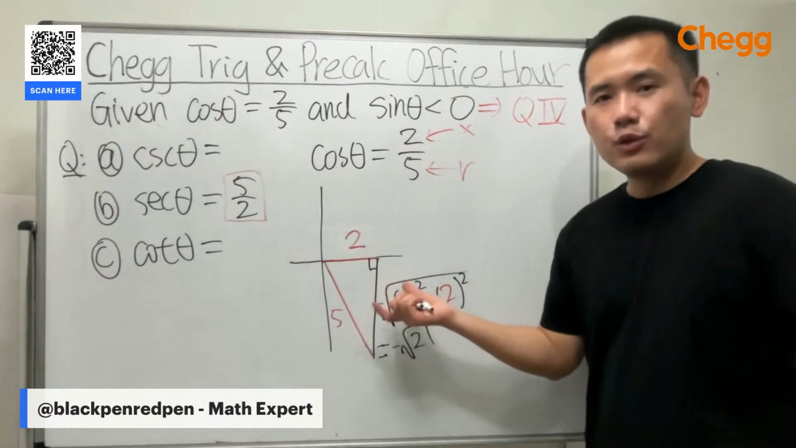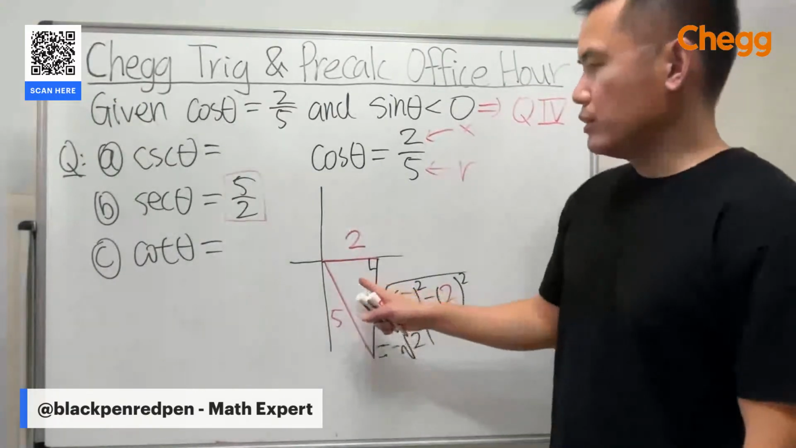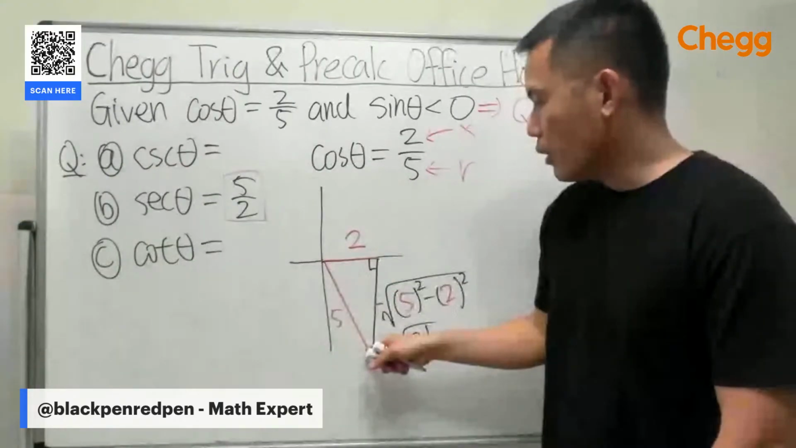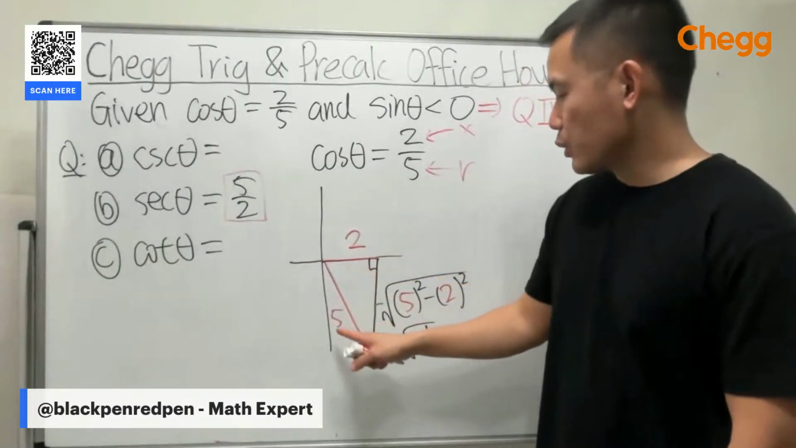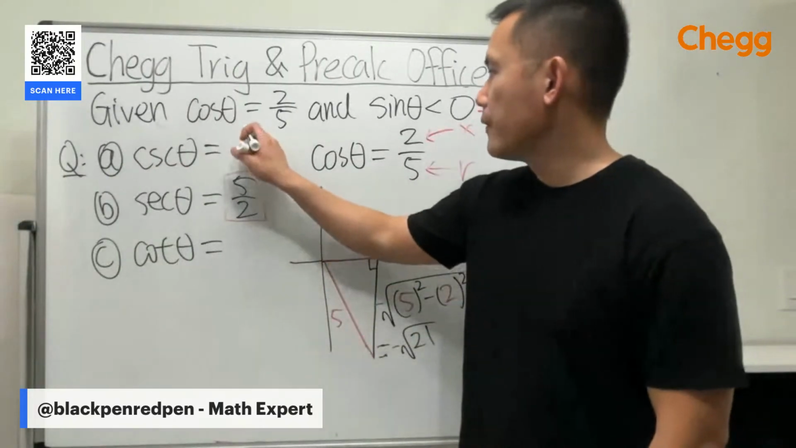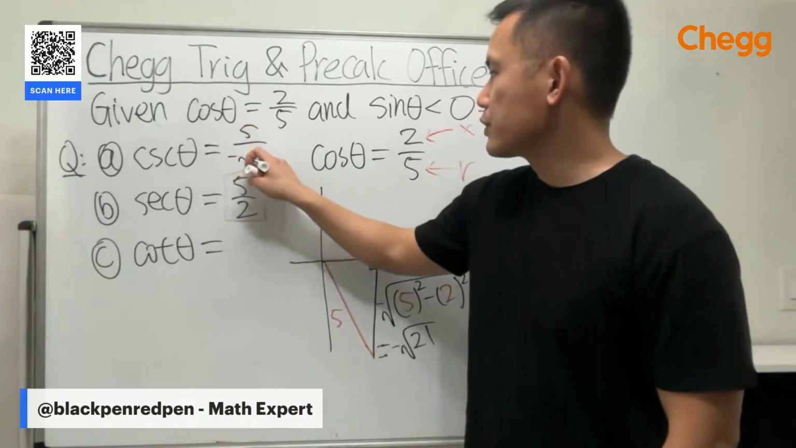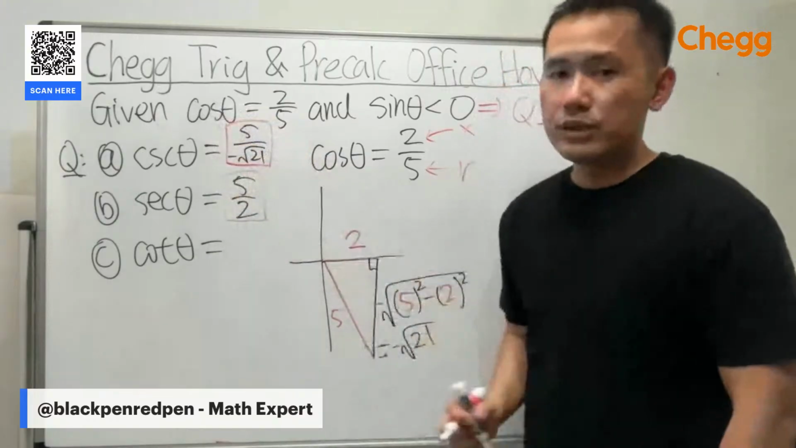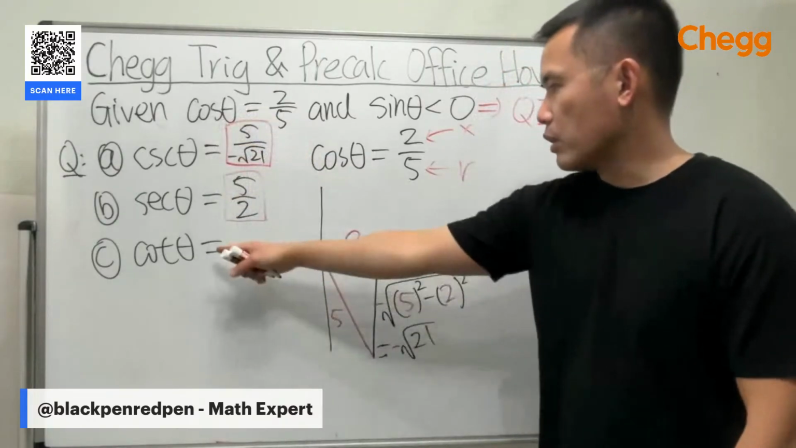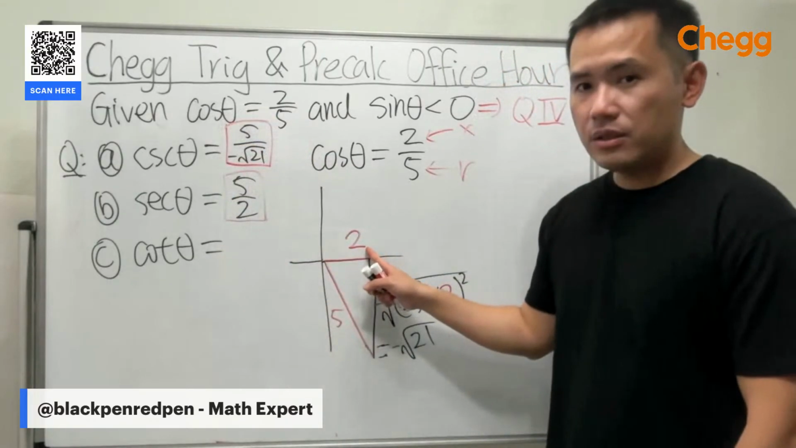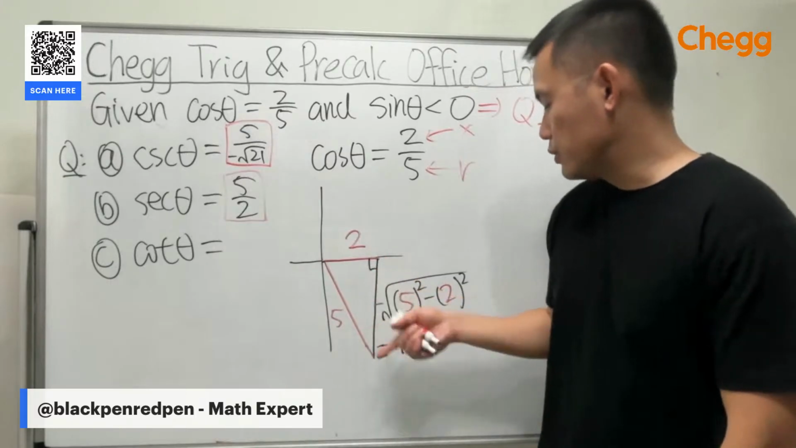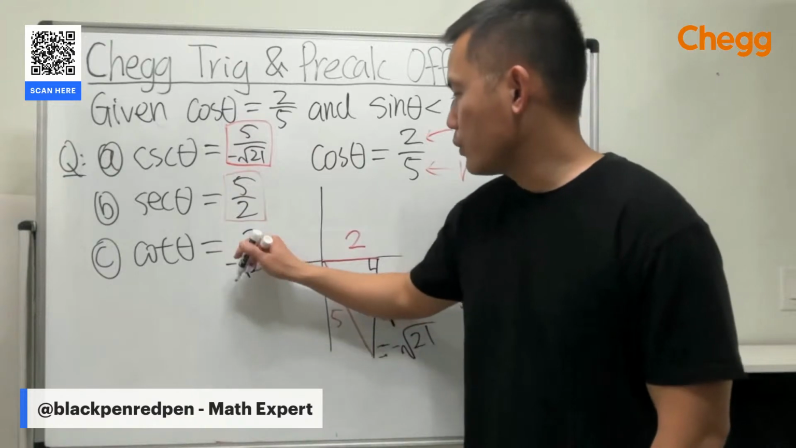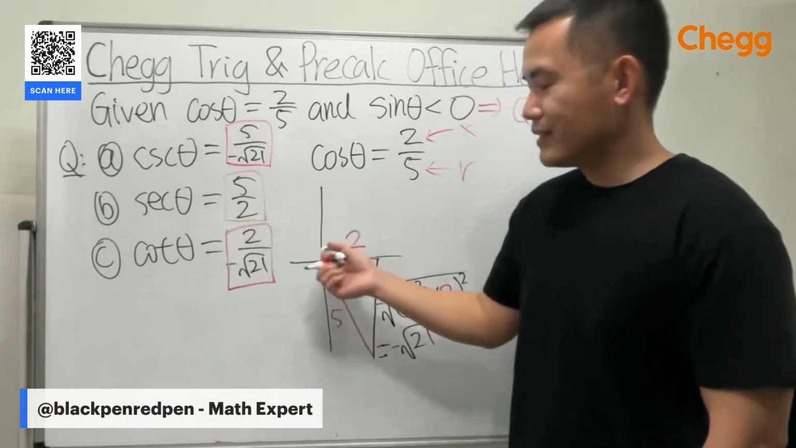Now we can look at this reference triangle and just do the usual business. For example, cosecant is hypotenuse over opposite. So we have 5 over negative square root of 21. And I'm not going to rationalize the denominator. I'll just keep it like that. And then for cotangent, it is adjacent over opposite, which is 2 over negative square root of 21. And then we are done. Just like that.